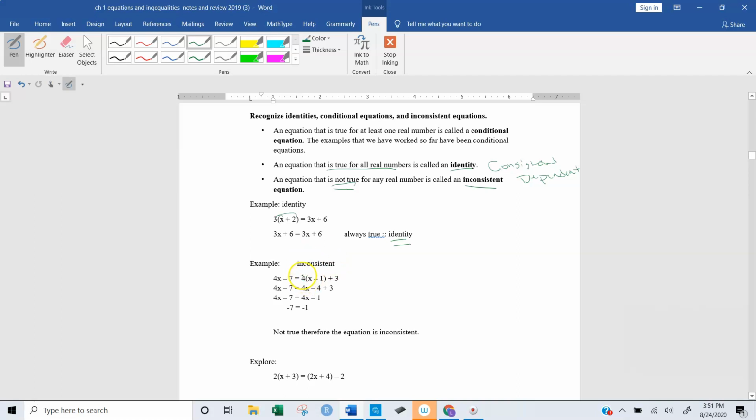Inconsistent, well, let's distribute the 4. We got 4x minus 4. Combine this, minus 4 plus 3 is negative 1. There is no way 4x minus 7 can equal 4x minus 1. You could have been done right here. If you don't see it, subtract the 4x, and you get minus 7 equals negative 1. That is not true ever. So this is never true. This one is inconsistent. All right, pause and try yours.